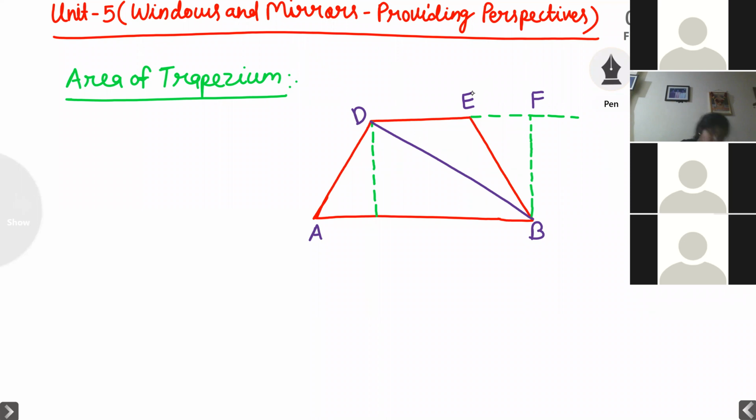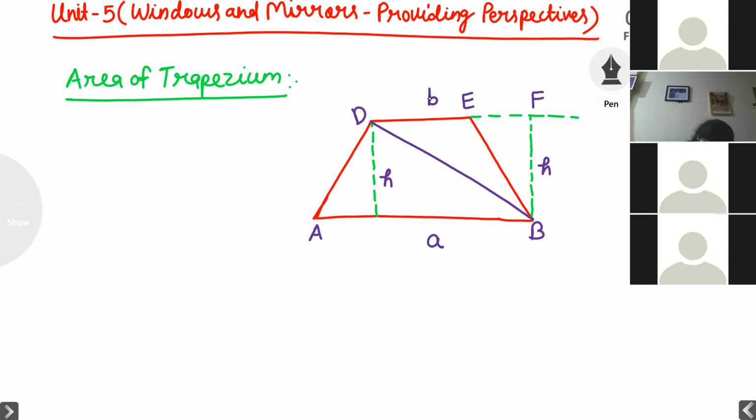Then I can say the area of the trapezium is equal to the sum of the areas of the two triangles. Suppose this is the height. Height will be the same in each case. And the first base I am assuming as A and the second base as B.